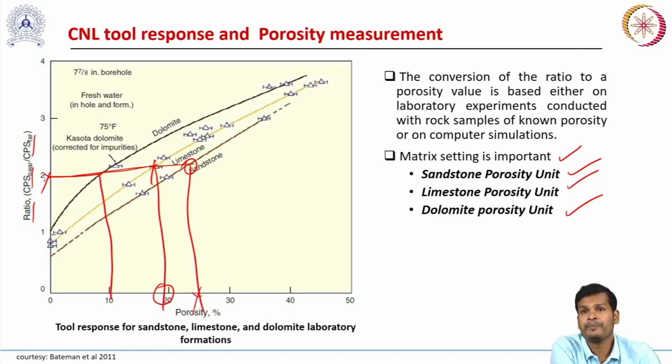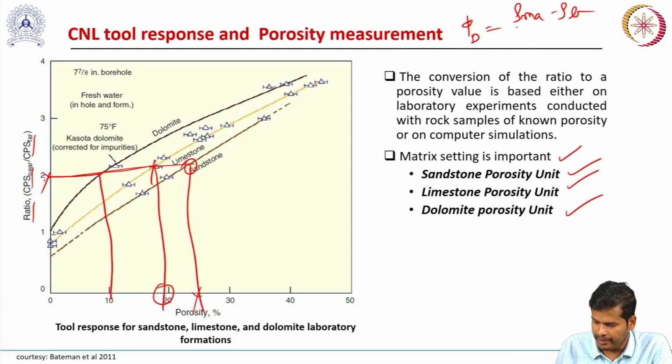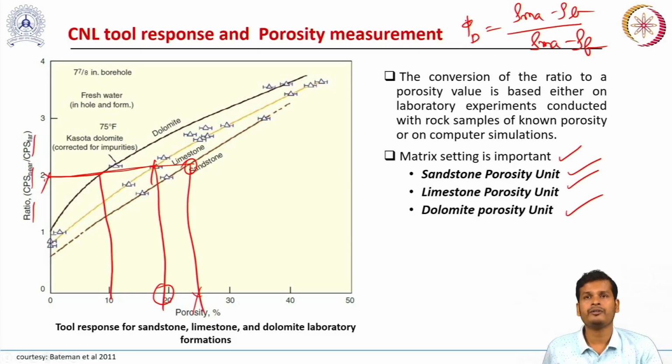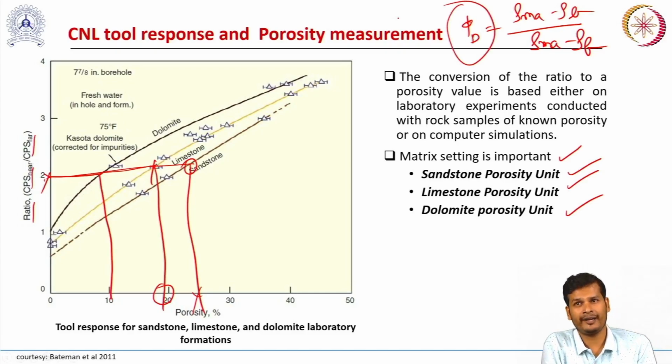If you recall, in the density log, we had this discussion where we were calculating the density porosity, which we calculated from this equation: phi d is equal to rho ma minus rho b divided by rho ma minus rho f. So phi d we were calling what? Apparent density porosity from the density log data, which may not be equal to true porosity.